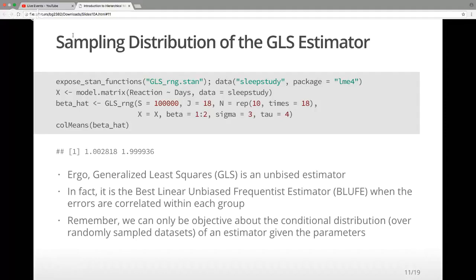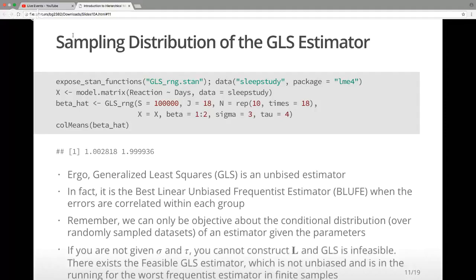And so all this nonsense about a best linear unbiased estimator leaves off the fact that it's best in the sense of being conditional on the parameters that you are trying to estimate. And so if you don't know what sigma is, the standard deviation of the measurement errors, and you don't know what tau is, which is the variation in the expectation of the errors from one school to the next, you can't construct this Cholesky factor, and thus generalized least squares is completely infeasible. It's only feasible if you're given what sigma and tau are.